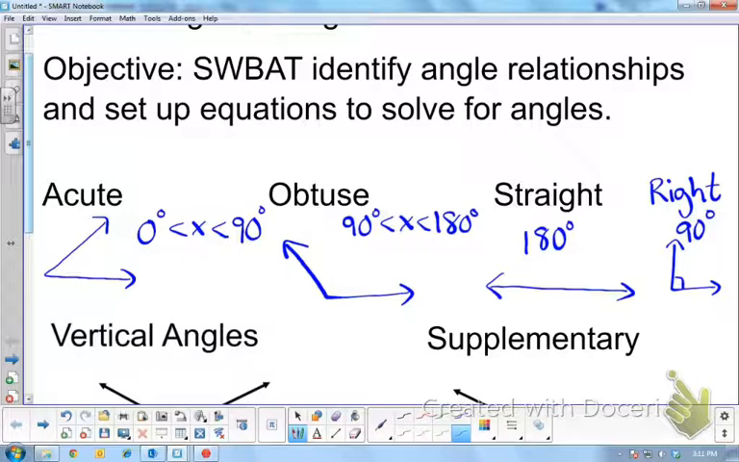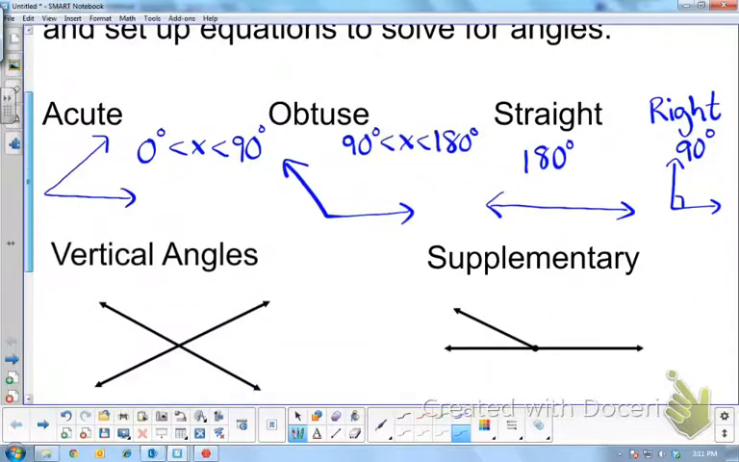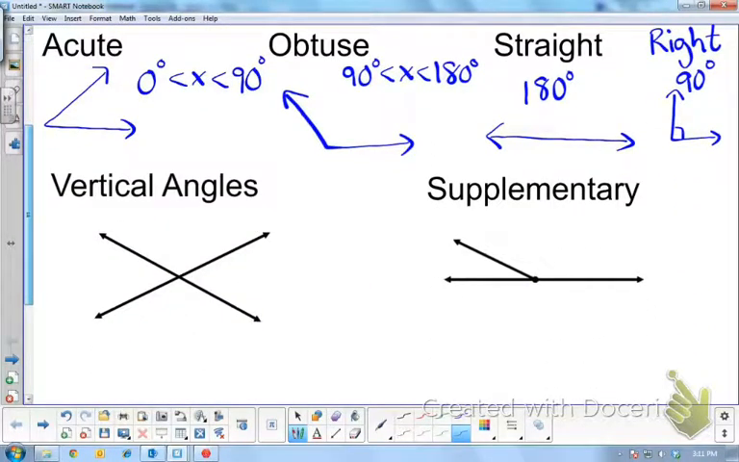So those are some of our basic angles we're going to be working with quite often. We need to know those names. Half of geometry is just knowing what things are called. So we have a couple of different ways that we can interact with our angles. All angles are formed by lines intersecting each other. So if we have two lines intersecting each other completely, then we have vertical angles. When we talk about vertical angles, we're talking about the angles across from each other.